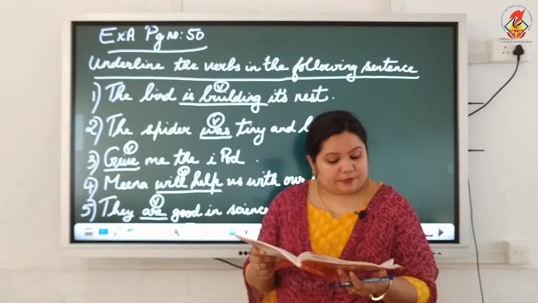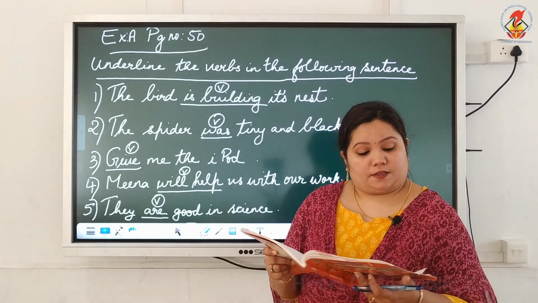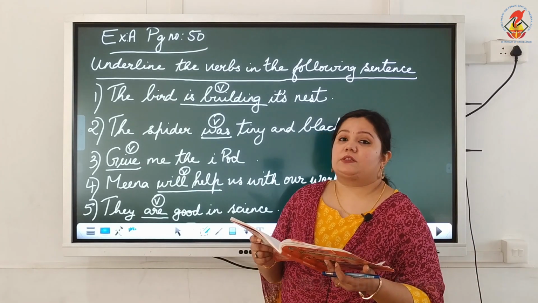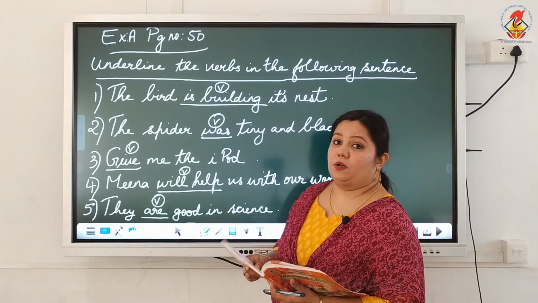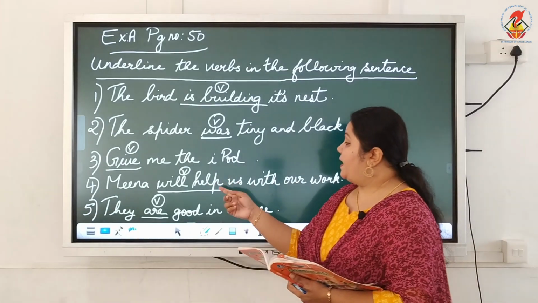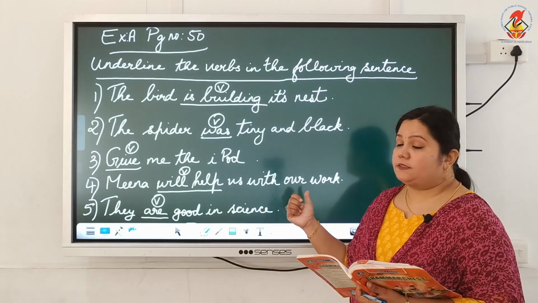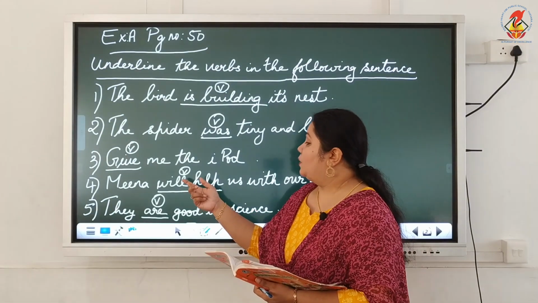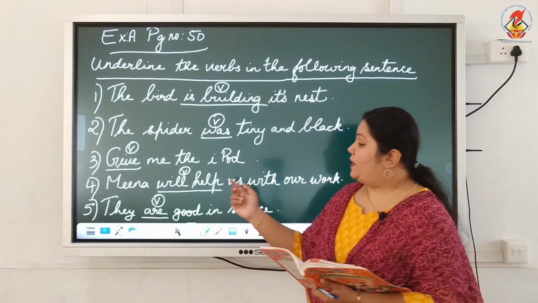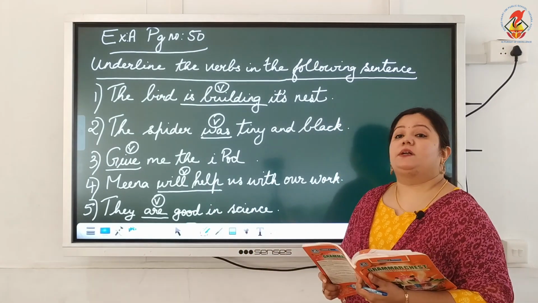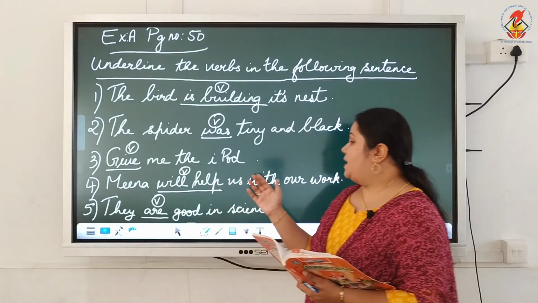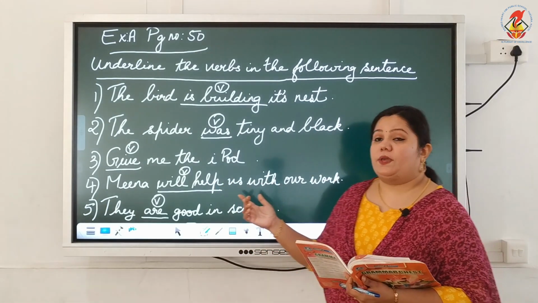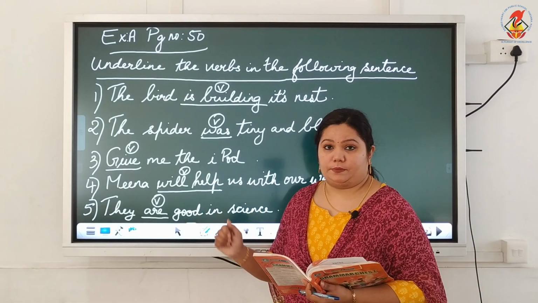Now the fourth sentence, Meena will help us with our work. Okay, so two words are formed as a verb here. So Meena will help us with our work is our sentence and our verb will be will help. So will help is taken as a verb in this particular sentence. Meena will help us with our work. So will help is taken as the verb.